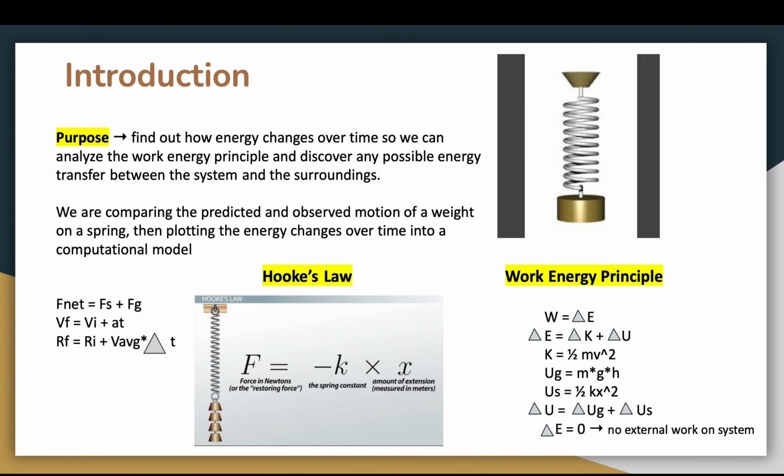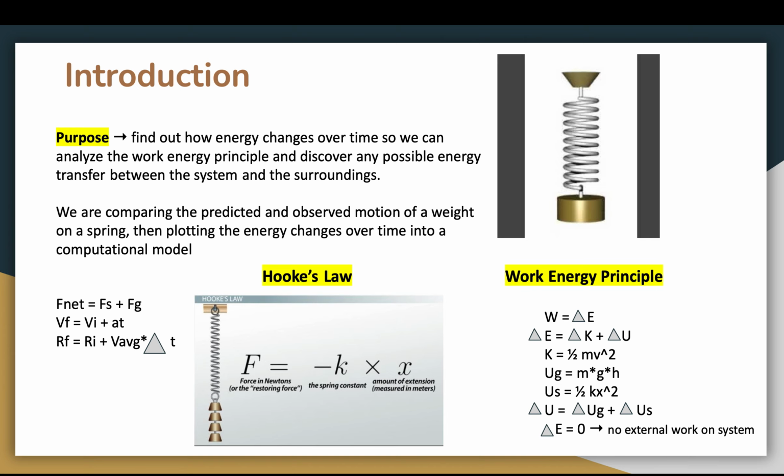For the observed model, we use Tracker, and for the computational model, we use VPython to model our data. The fundamental principles in this lab involve Newton's second law, which includes the velocity update formula, position update formula, and the idea that F net equals the sum of all forces, which in this case is the gravitational force and the spring force. We also use Hooke's law, which is that the force of the spring is equal to the spring constant k multiplied by s, the stretch or compression of the spring.